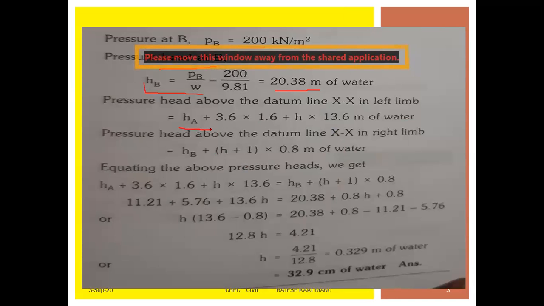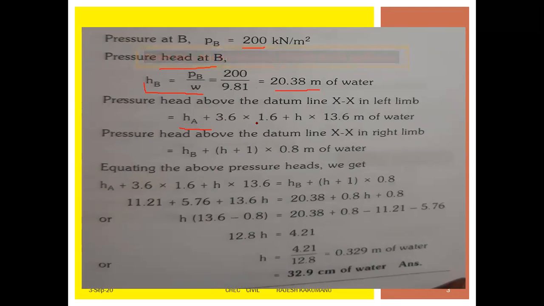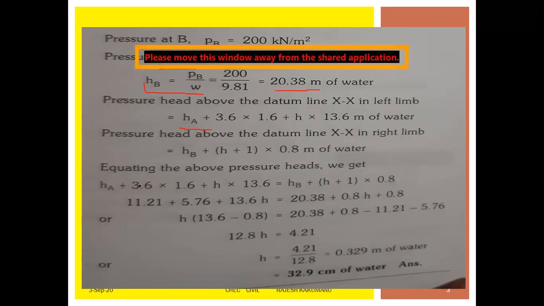Okay? Next. If you see the pressure head above the datum line XX in the left limb, that is equal to HA plus 3.6 into 1.6 plus H into 13.6 meters of water. Now the same thing above the datum line in the right side limb: HB plus H plus 1 into 0.8 meters of water. Now equating these values, we get HA plus 3.6 into 1.6 plus H into 13.6 is equal to HB plus H plus 1 into 0.8. Now solve this by equating the two sides.